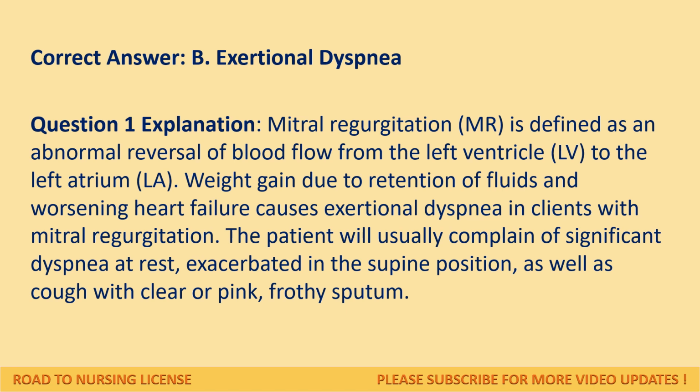Question 1. Explanation. Mitral regurgitation is defined as an abnormal reversal of blood flow from the left ventricle to the left atrium. Weight gain due to retention of fluids and worsening heart failure causes exertional dyspnea in clients with mitral regurgitation. The patient will usually complain of significant dyspnea at rest, exacerbated in the supine position, as well as cough with clear or pink, frothy sputum.